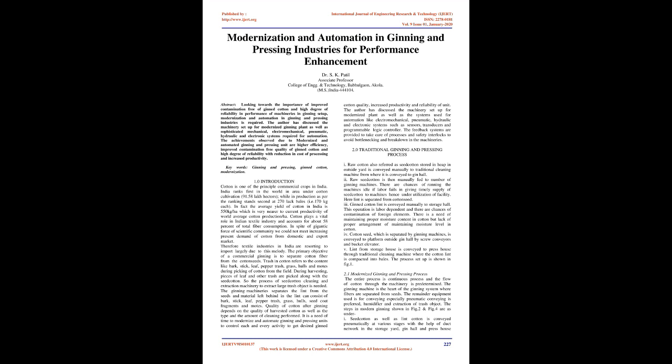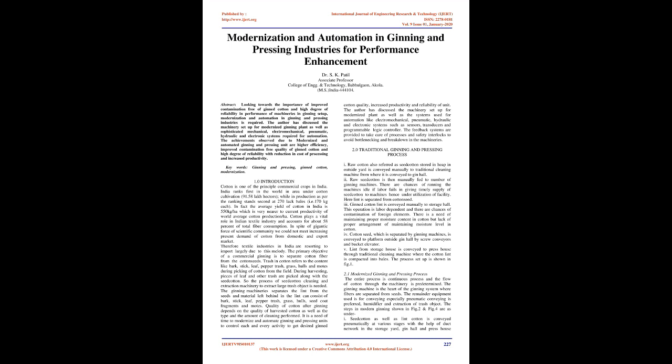The author has discussed the machinery setup for a modernized ginning plant as well as sophisticated mechanical, electromechanical, pneumatic, hydraulic, and electronic systems required for automation. The achievements observed due to modernized and automated ginning and pressing units are higher efficiency, improved contamination-free quality of ginned cotton and high degree of reliability with reduction in cost of processing and increased productivity. Keywords: ginning and pressing, ginned cotton, modernization.